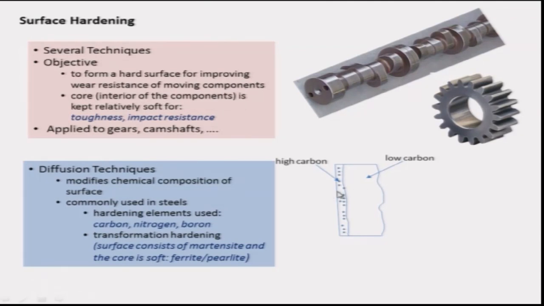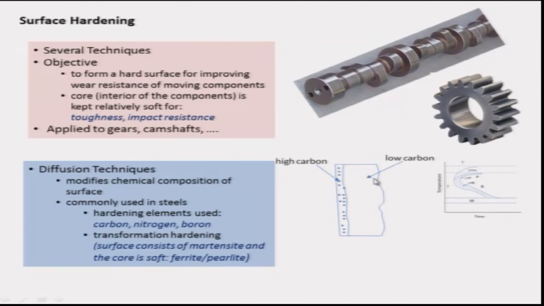Now, as a result, the transformation kinetics have been altered at the surface as compared to the interior. How is it altered? Well, if you look at the transformation diagram, a small transformation diagram that I have schematically shown here, the temperature versus time, a CCT or a TTT diagram. As you increase the carbon content, the kinetics of the transformation to ferrite and pearlite slows down. As a result, the C curves of the transformation diagram, these C curves that you see here, are shifted to the right.